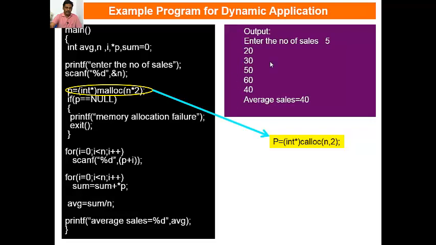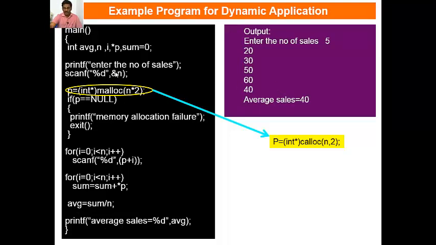The summation of 5 values: 20, 30, 50, 100, 200. The 200 is assigned to sum. So after coming out of the loop, the value of sum is 200. 200 divided by n, which is 5, gives 40. The 40 is assigned to avg. So it displays average sales equal to 40.